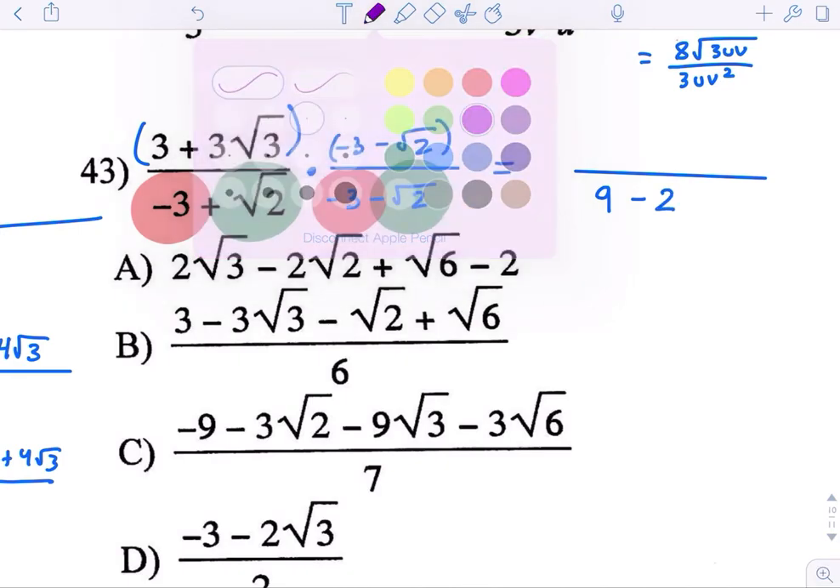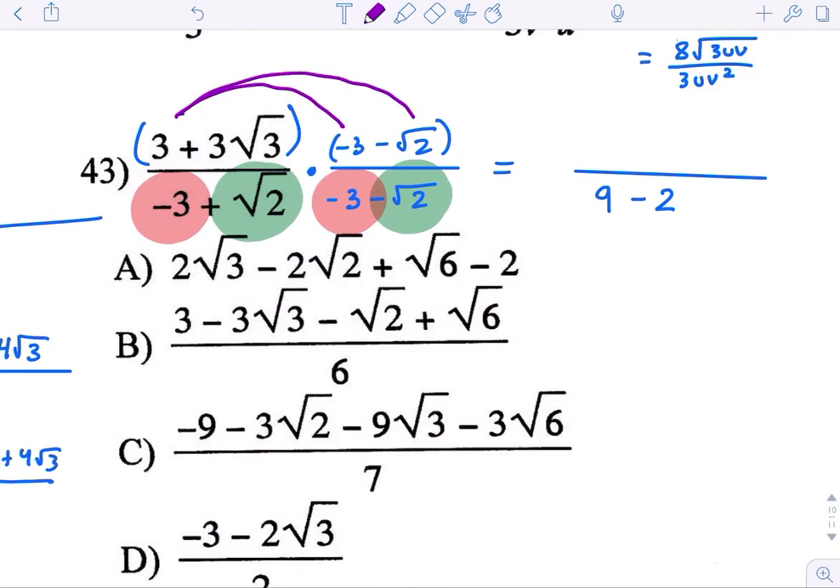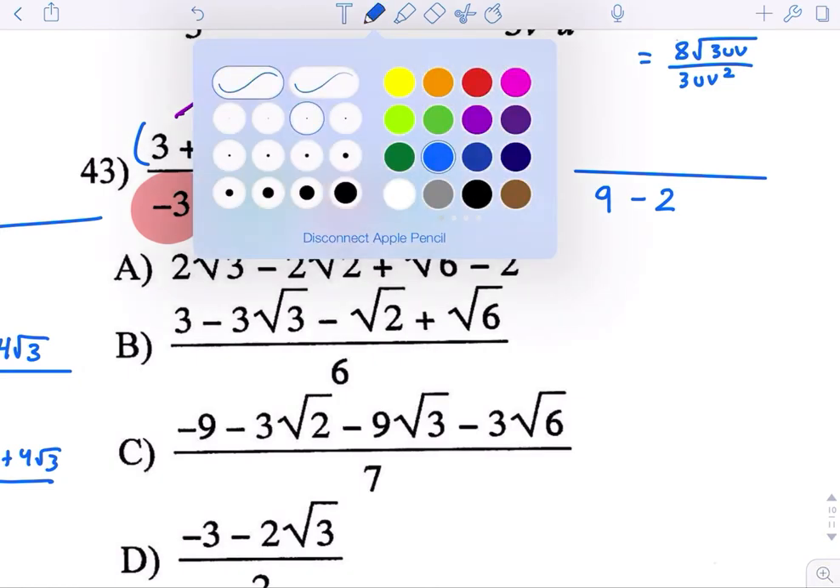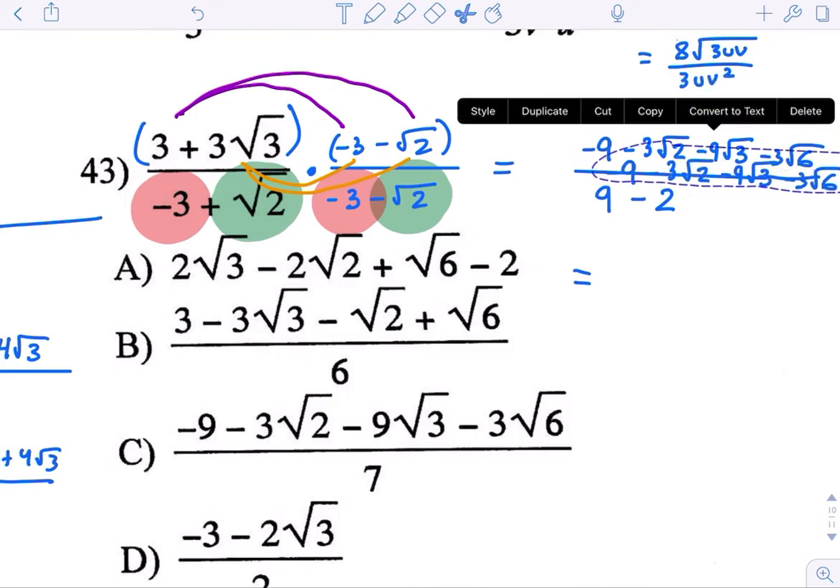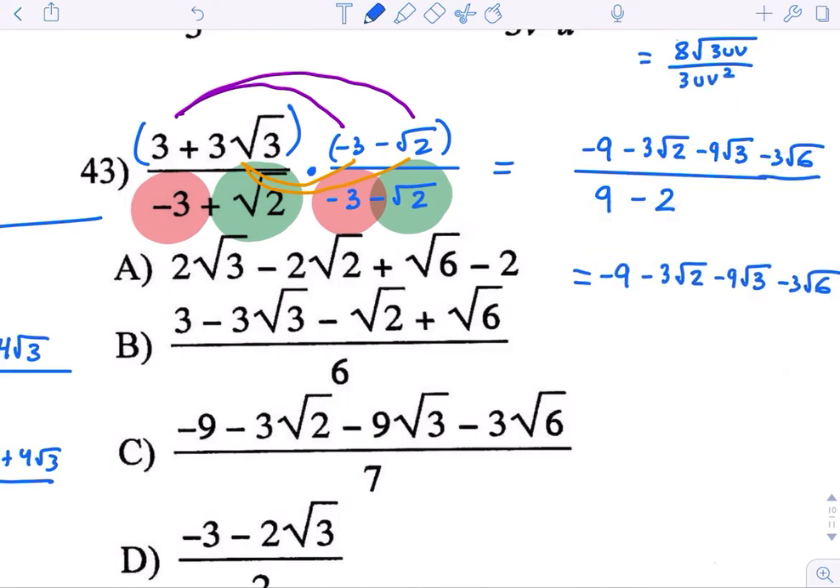Okay, so then you just distribute the top. 3 times both of them, and 3 root 3 times both of them. 3 times negative 3 is negative 9. 3 times negative square root of 2 is negative 3 root 2. 3 root 3 times negative 3 is negative 9 square root of 3, and 3 root 3 times negative root 2 is negative 3 square root of 6. So then we just get this lovely top still, all over 7, which looks to be C.